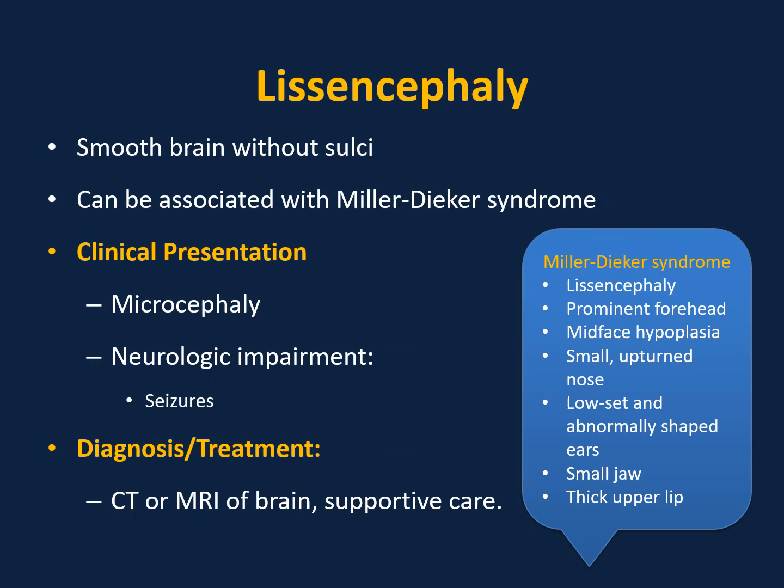Lissencephaly, or smooth brain without sulci. This can be associated with Miller-Dieker syndrome. Miller-Dieker syndrome: lissencephaly, prominent forehead, mid-face hypoplasia, small upturned nose, low-set and abnormally shaped ears, small jaw and thick upper lip. Just a reminder with Miller-Dieker syndrome. Clinical presentation: lissencephaly, microcephaly, neurological impairment, and seizures. Diagnosis and treatment: CT or MRI of the brain and supportive care.